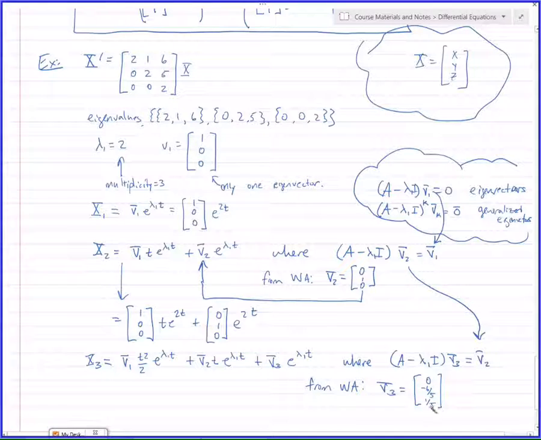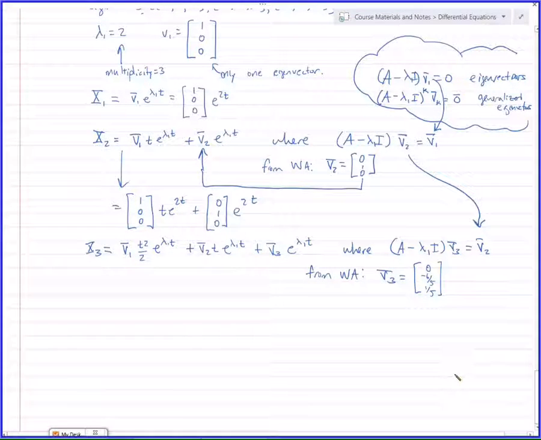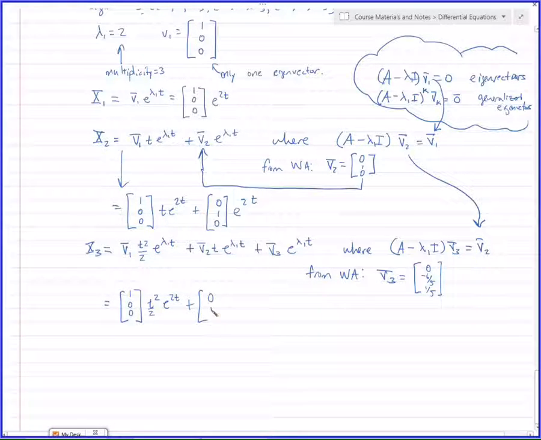Again, keep in mind that this v3 is only one of the infinitely many solutions to this, but one is sufficient. We just need a single one. So x3 is now (1, 0, 0) t squared over 2 e to the 2t, plus (0, 1, 0) t e to the 2t, plus (0, -6/5, 1/5) e to the 2t. So now you have three linearly independent solutions to your original system.